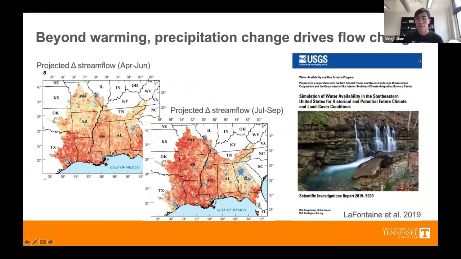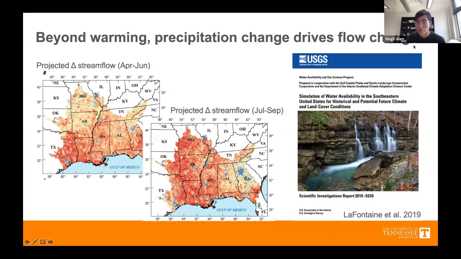And beyond warming, precipitation change actually drives changes in flow regime, right? When we think about climate change, we often think about warming and whether species are physiologically suitable to withstand the new thermal regimes, but we don't really think about precipitation that much. For fish, precipitation is really important because changes in precipitation are the main driver of how runoff changes, and the timing, amount, and seasonality of stream flows.